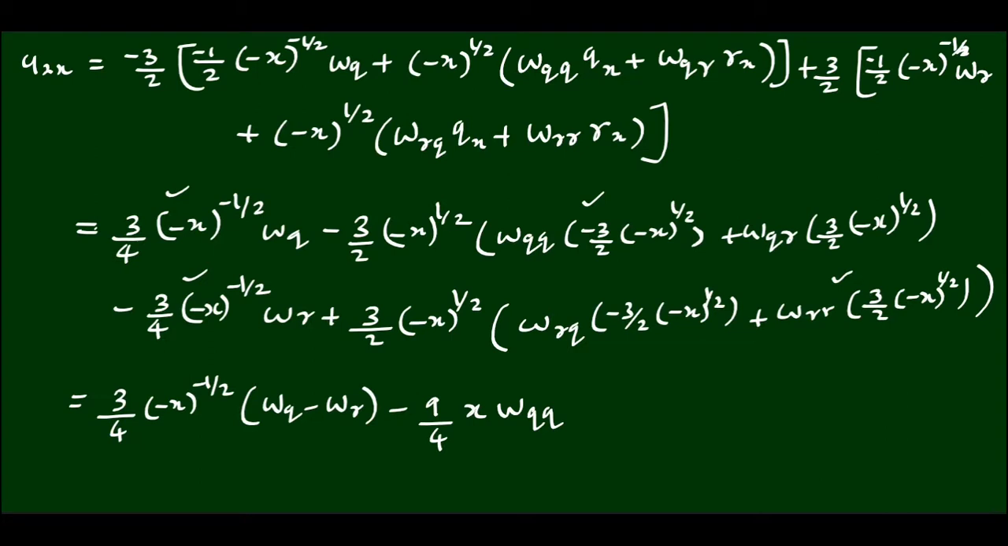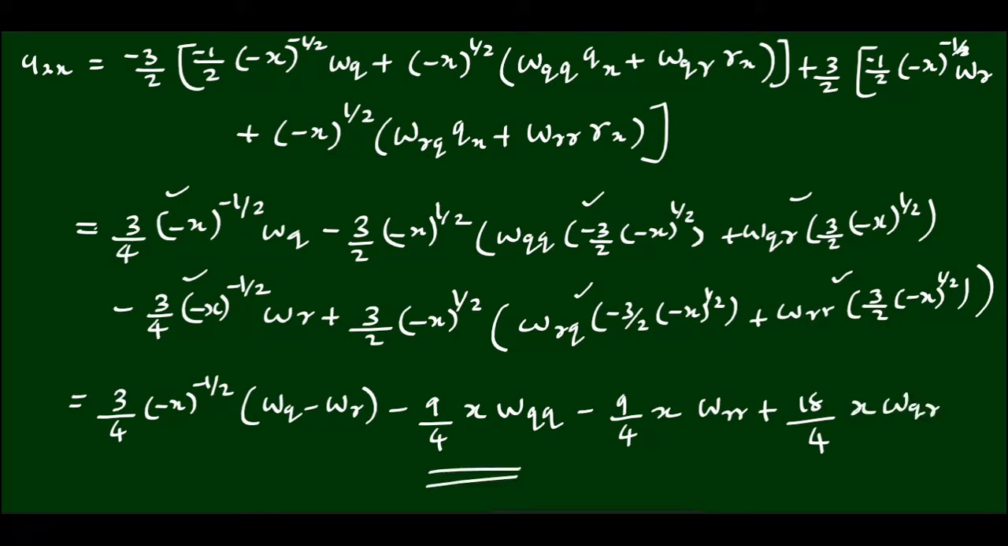Now I am writing this term. That term will become 3 by 2 into 3 by 2, 9 by 4, minus x raised to 1 by 2 into minus x raised to 1 by 2 will become minus x. So this plus becomes minus wr. Now I am writing these two terms. We know wrq and wqr are equal, so we can combine these two terms. So we will get plus 18 by 4 x wqr. So this is our uxx.